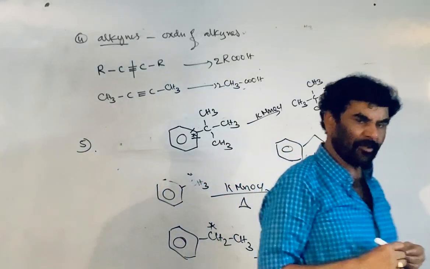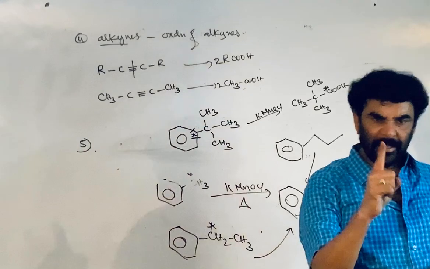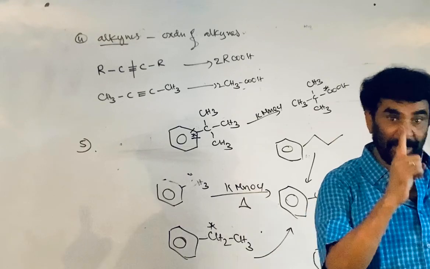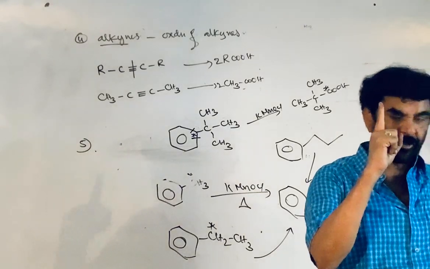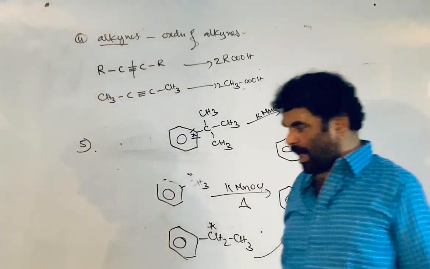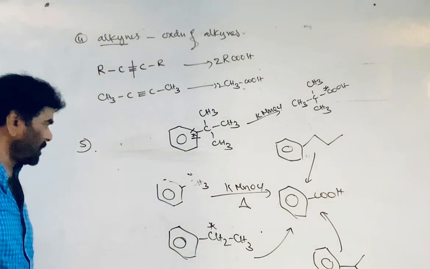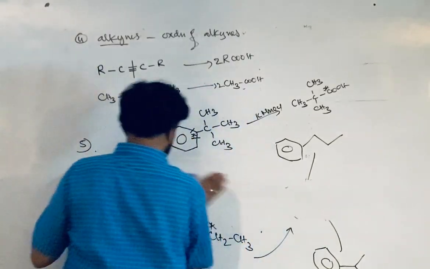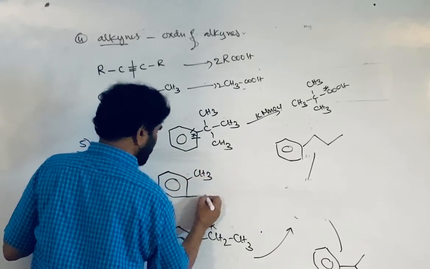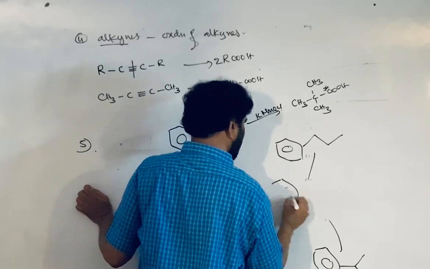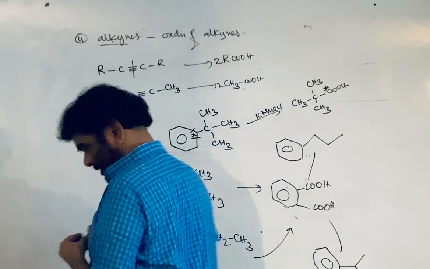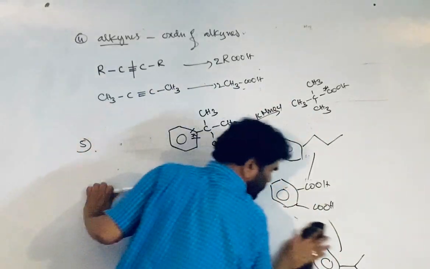So an alkyl group connected to the benzene ring can be converted to COOH by treating with hot and concentrated KMnO4, provided the benzylic carbon contains at least one hydrogen. As the number of hydrogens decreases, the reactivity of the alkyl group towards oxidation decreases. If you have xylene, orthoxylene, metaxylene, paraxylene, with two alkyl groups, two COOH groups are produced. For each alkyl group, one COOH group is produced.